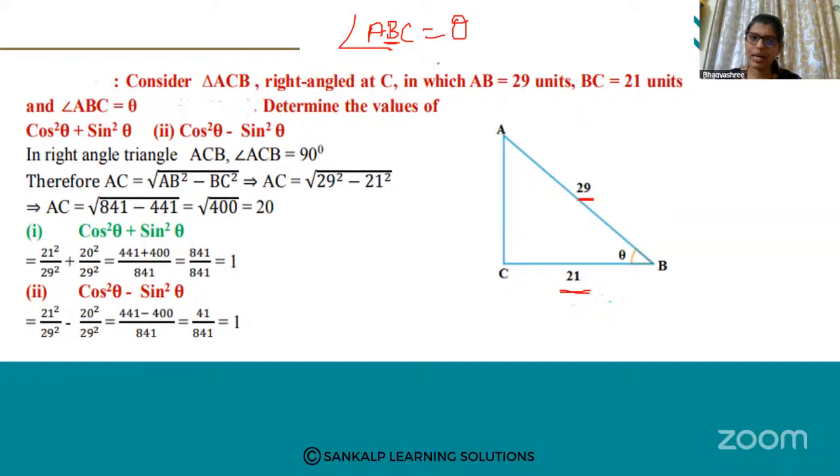Determine the values of cos square theta plus sin square theta, cos square theta minus sin square theta. In kottidare, AB value they have given 29 units. BC value they have given that is 21 unit. And at point B, it makes an angle theta. That means right angle is at point C. Here it is 90 degree.